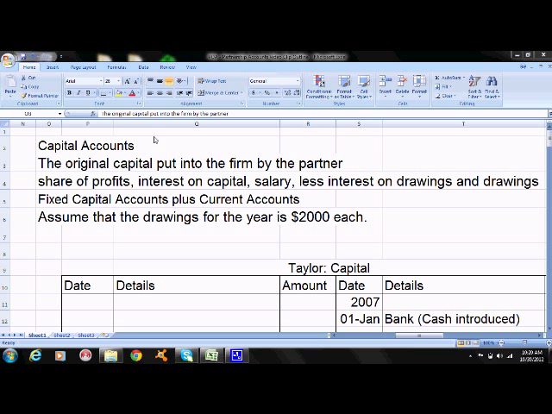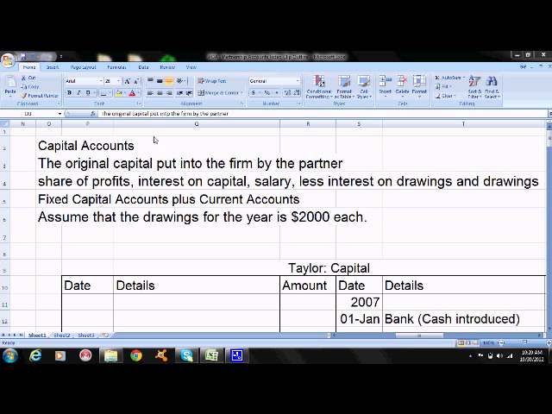On the other hand, we could keep the original capital figure in an account for each partner. These we would keep at the same figure, and we would call these fixed capital accounts. Now we're going to look at the fixed capital accounts plus the current accounts as well. We would show the share of profits and interest on capital for each partner in separate accounts called current accounts. I repeat, we will show the share of profits and interest on capital for each partner in separate accounts called current accounts.